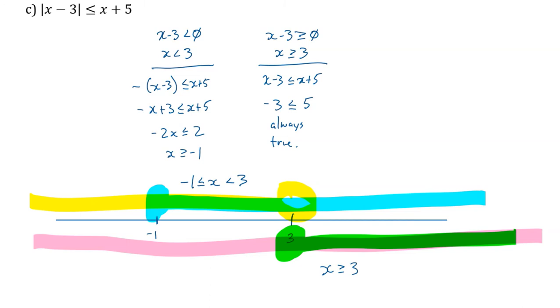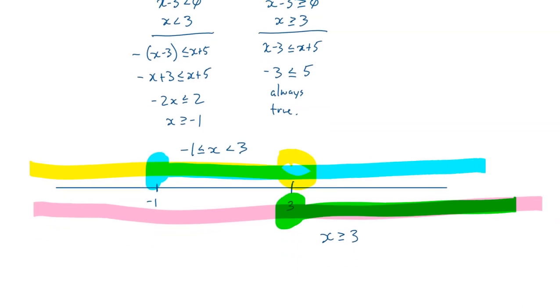You can combine those two to x is greater than or equal to -1. So this one starts at -1, includes -1, goes up to 3. But then I also have 3 because it's included here, and everything bigger than 3. So this is x greater than or equal to -1.